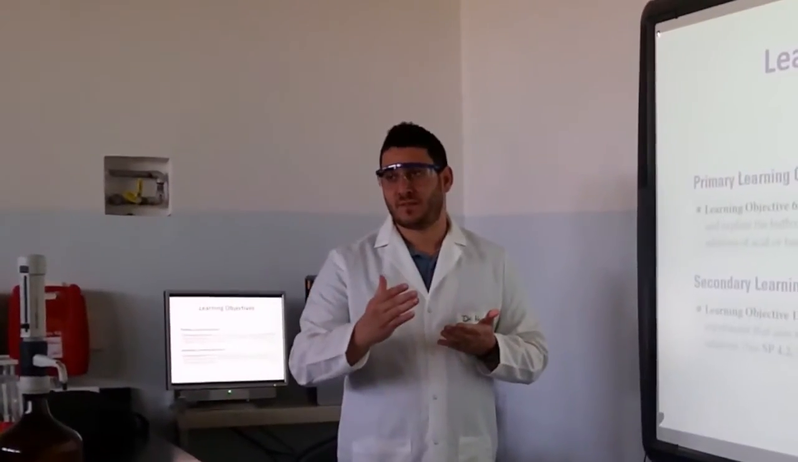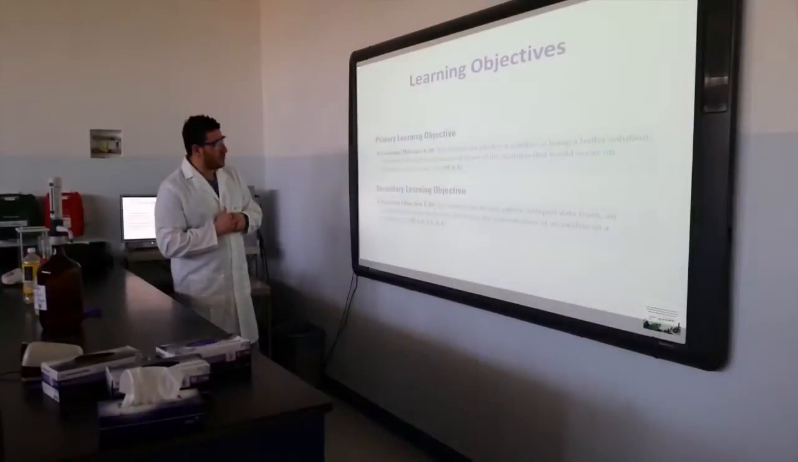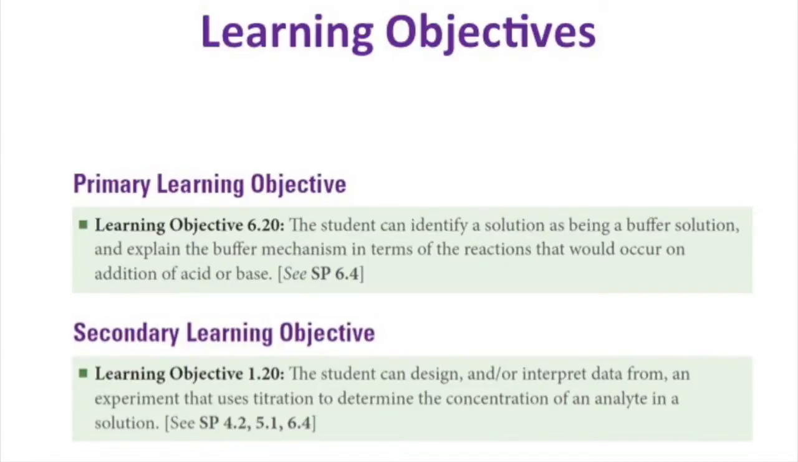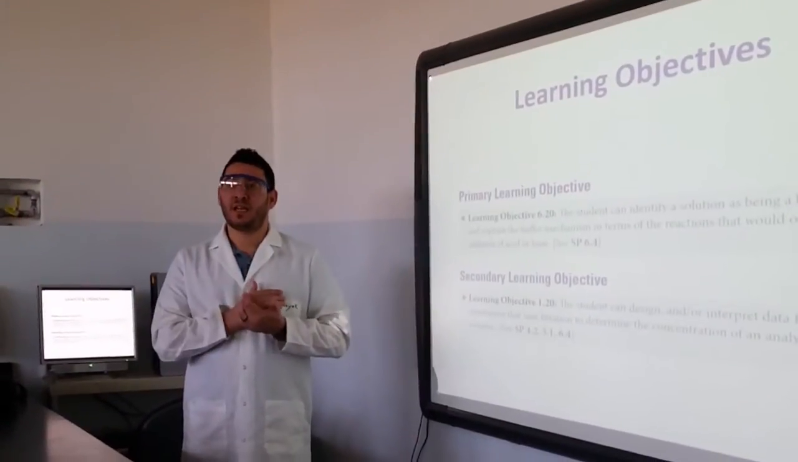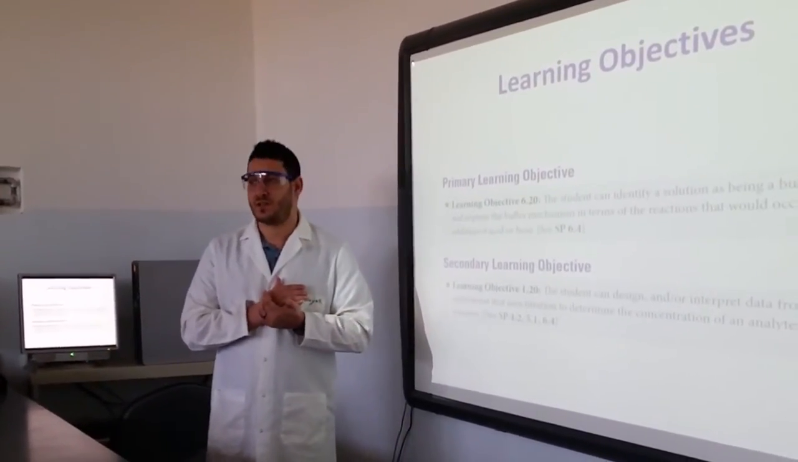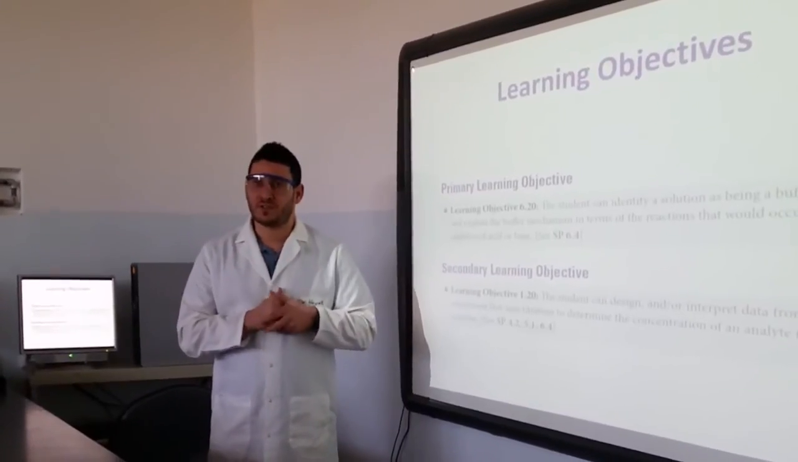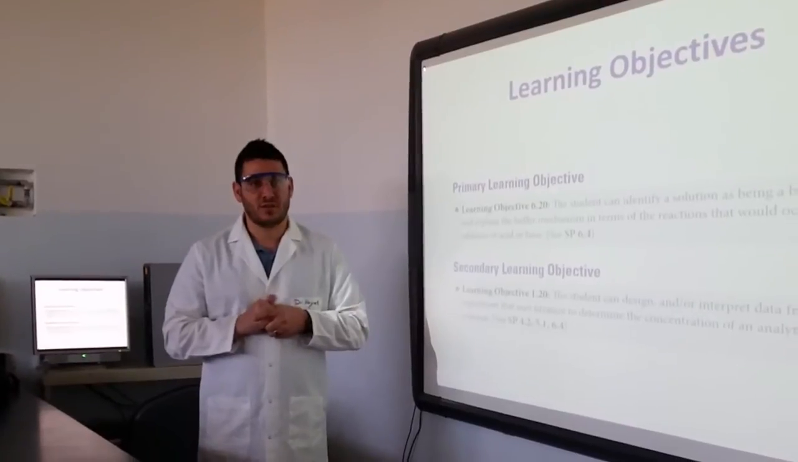You have seen this in your chapter 15. Now, a second learning objective is that you can design or interpret data from an experiment that uses titration to determine the concentration of analyte in a solution. You have done this last experiment. We give you an analyte with an unknown concentration, and you know the concentration of the titrant. And from the titration results, you can determine the concentration of your analyte.